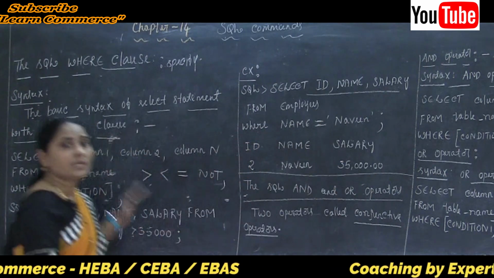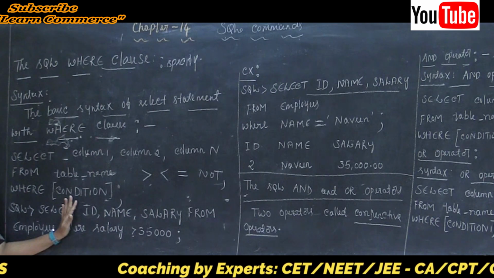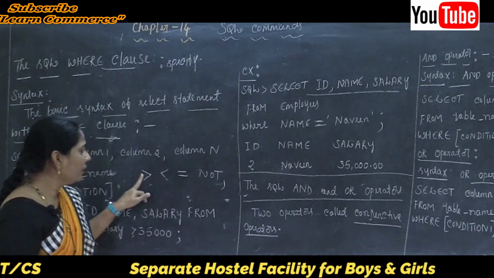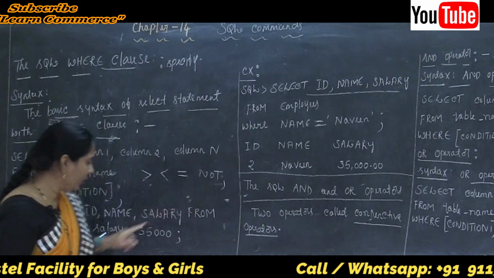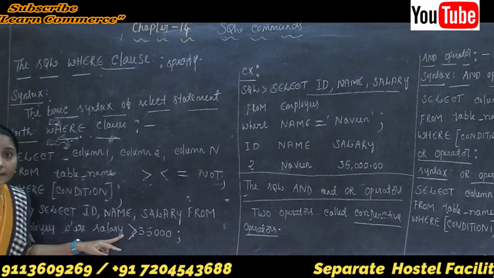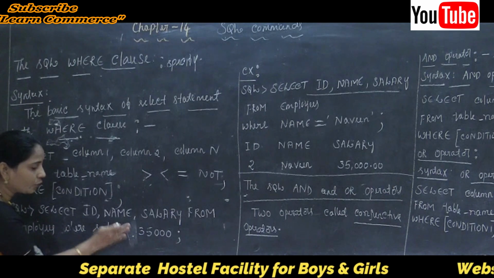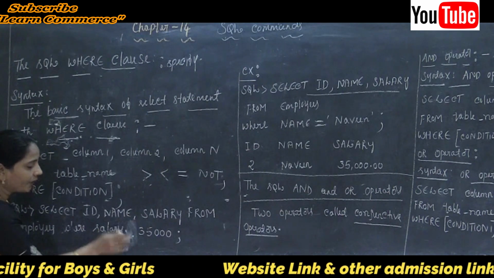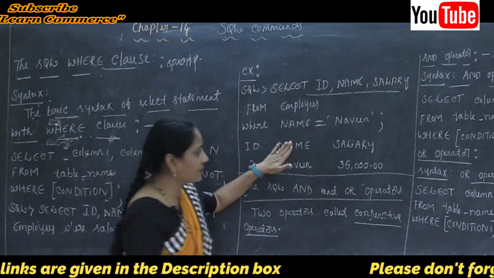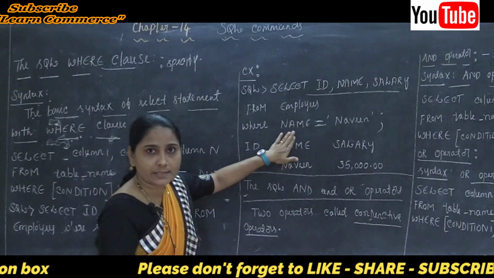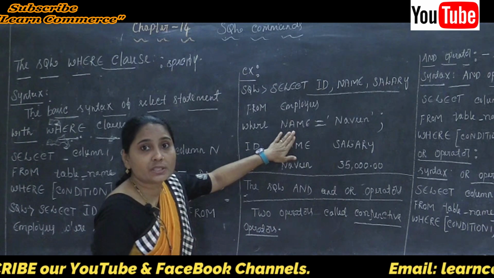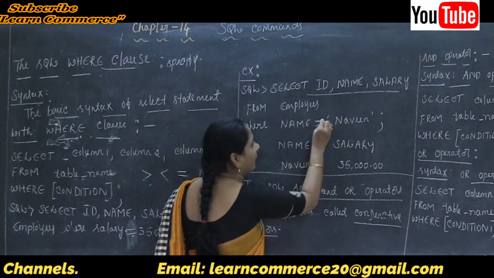Clear this point? The where clause uses some operators, like less than, greater than, equal, not. In this example I used the operator greater than 35,000. Otherwise you can use less than also, or you can use the equal sign. All those operators you can use with values. But in this example, I want to access the column name, the name of the customer, which is Naveen. Such access is possible by using an operator like the equal sign.